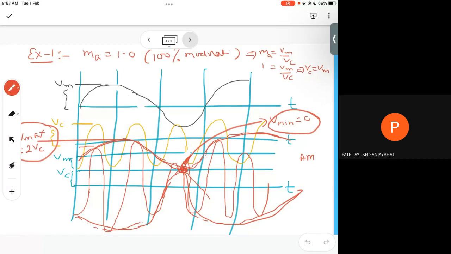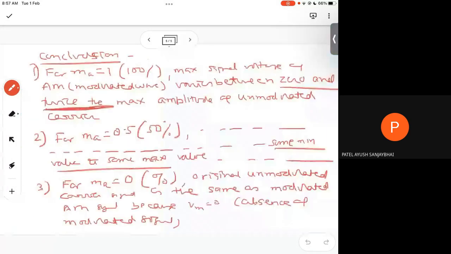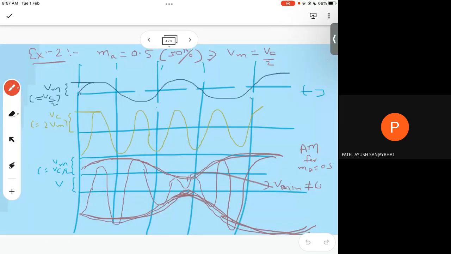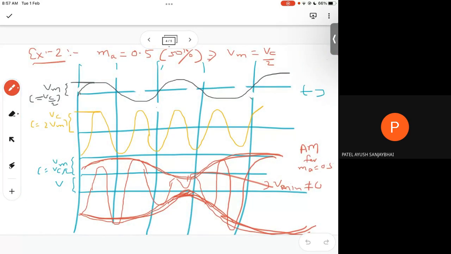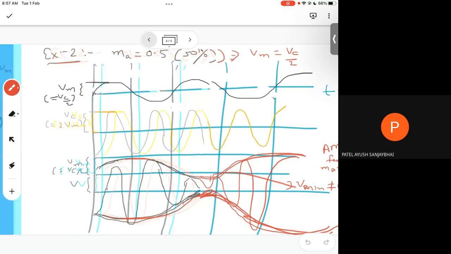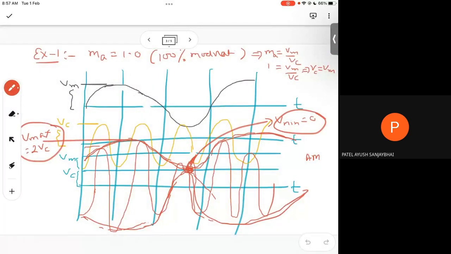So we could have modulation from 0% all the way to 100%. The only thing is my amplitude will go on changing. And for the 100% modulation, we see it is between 0 and twice. But every time my amplitude is changing, my frequency remains the same as the frequency of the carrier.